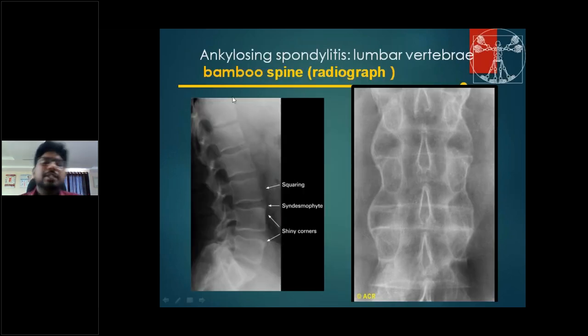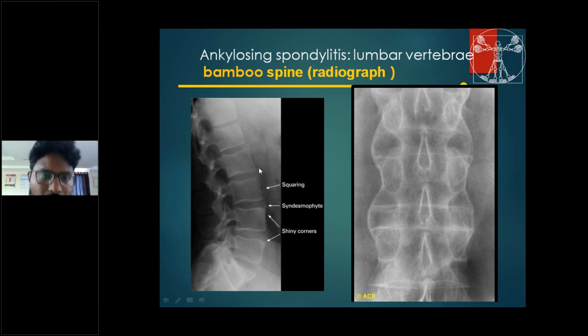Coming to vertebrae, what are the features seen? The anterior corners will be there, no? In vertebrae, there will be erosions of the anterior corners. You can see this. And there will be formation of syndesmophytes between the two vertebrae. So this is called squaring of the vertebrae. Whenever the anterior corners are eroded, it is called squaring of vertebrae. And there is syndesmophyte formation. This is called shiny corners.